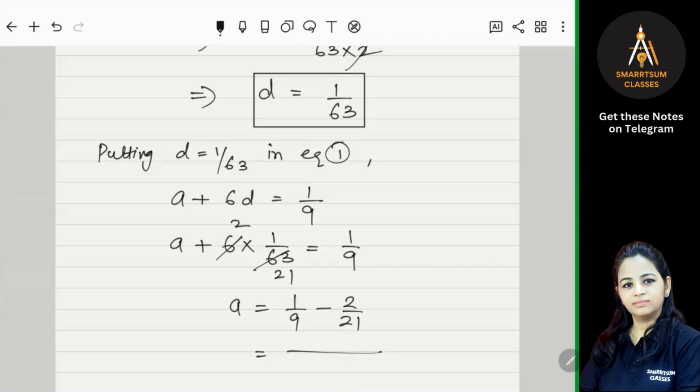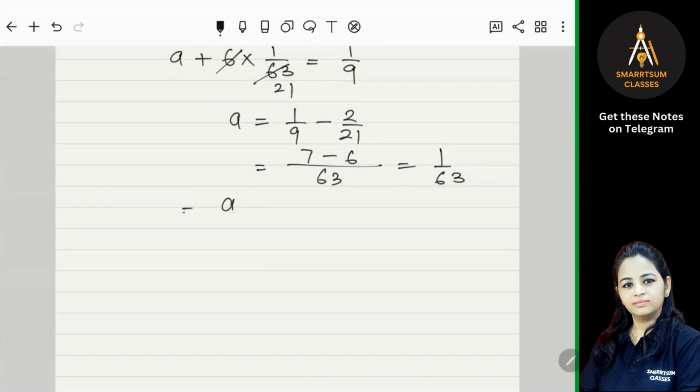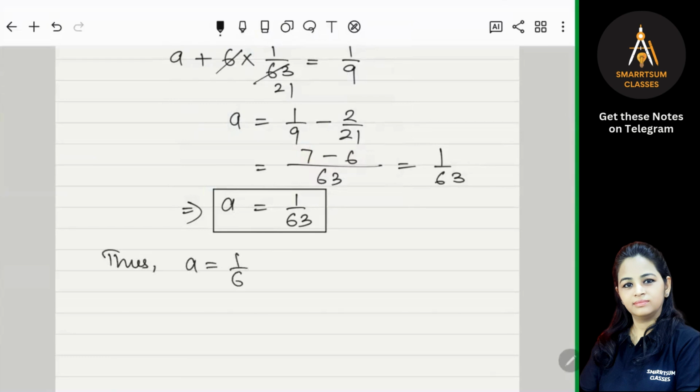So this is, okay, again 63 only, right? So what you are getting? 7 minus 6, right? That is 1 by 63, right? Means the first term is also 1 by 63. A is also 1 by 63. So we have got the value of A, which is also similar to D, right? So write down thus A is 1 by 63 and D is also 1 by 63.